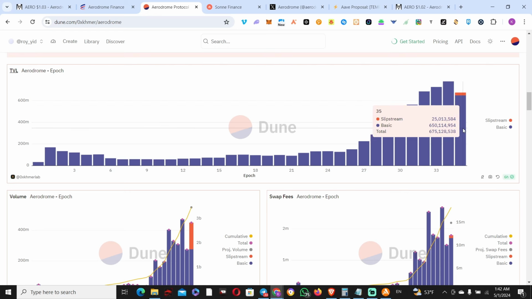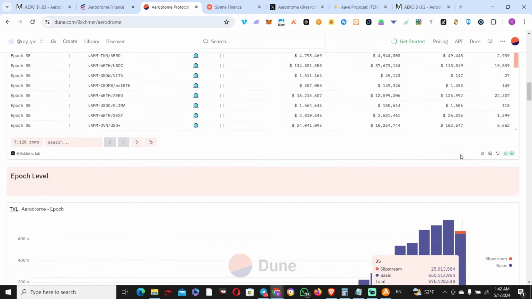And they have started implementing their version of Uniswap V3 called Slipstream. So Slipstream is that, but more cost efficient. They have additional mechanics. I think you can read about this on their Twitter account. I spoke about this in a previous video. You can check that out as well.